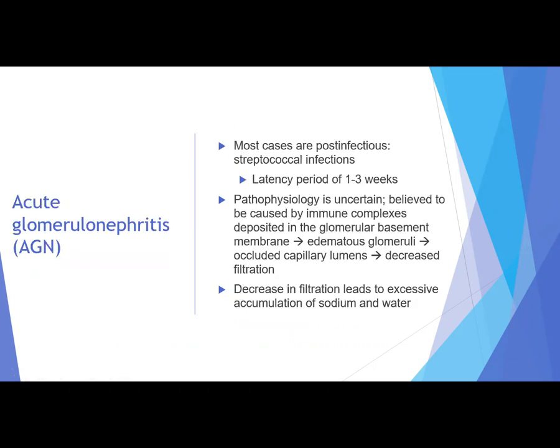All right, the next condition we're going to talk about is AGN, or acute glomerulonephritis. Remember when we talked about cardiac, we had that rheumatic fever that's often secondary to that strep infection. This is another infection that's typically secondary as well. Okay, so we have that latency period. The strep throat happens, and then sometime between 1 to 3 weeks later, we may see this in our child.